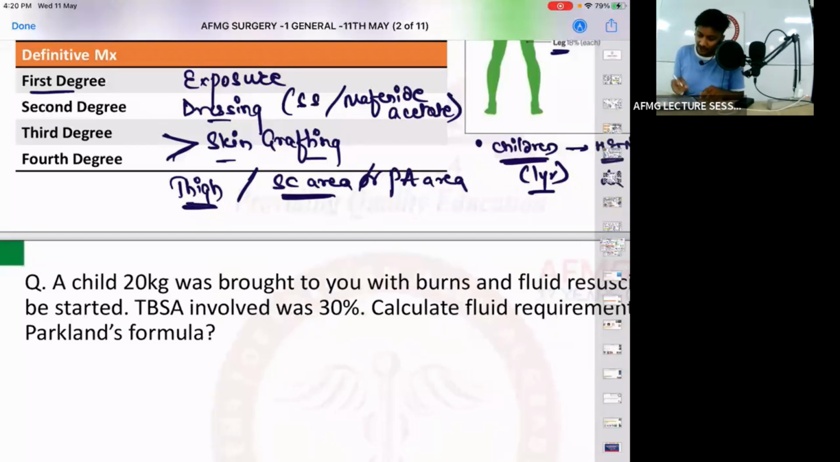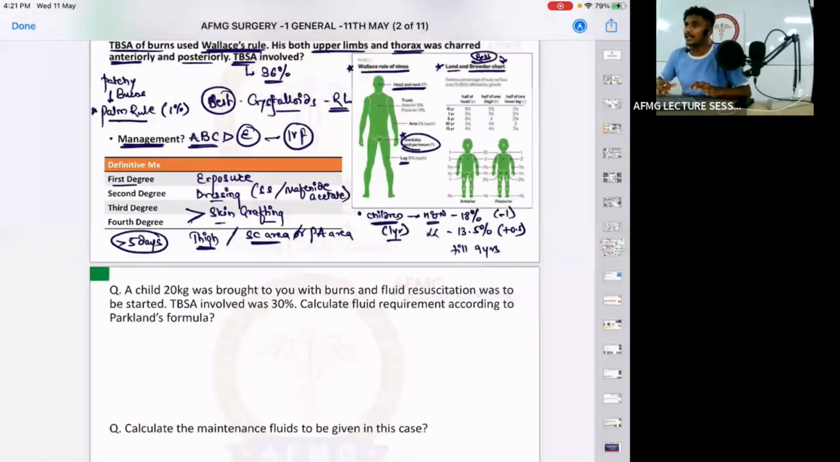But in cases of skin grafting, physiotherapy should be started after 5 days, because the time taken for settlement of the skin graft is 5 days. No issues with this, anybody?